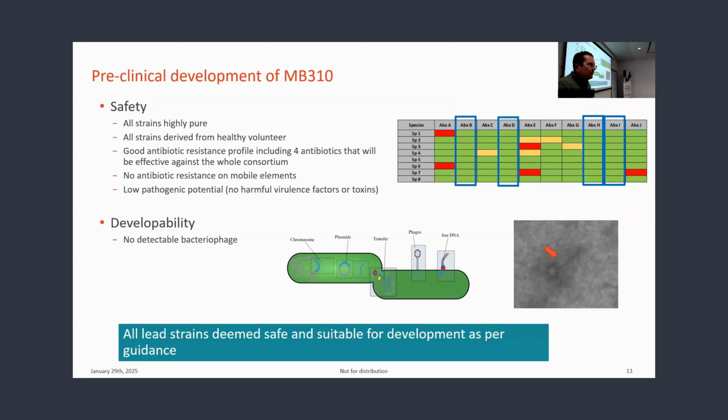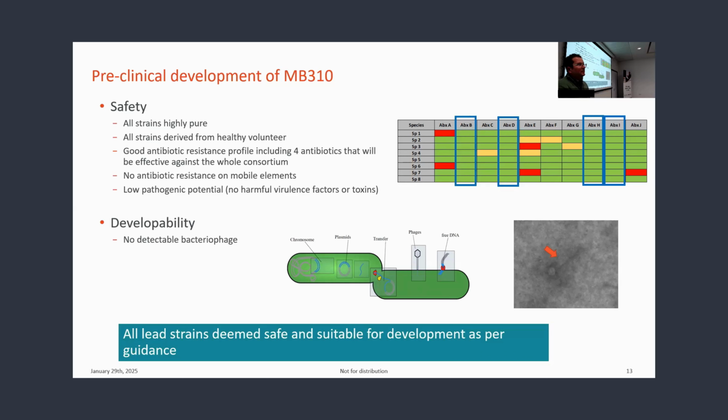Just to give you an idea of the preclinical development we've done for MD310, we've done a thorough safety profiling of these strains. First of all, they're very, very pure. They're all derived from healthy individuals, so no association with disease whatsoever. They have a really good antibiotic resistance profile. So at any given point, all of these 8 strains respond to 4 different antibiotics. So if there is a concern during the treatment, we can kill these bacteria using any of these 4 antibiotics.